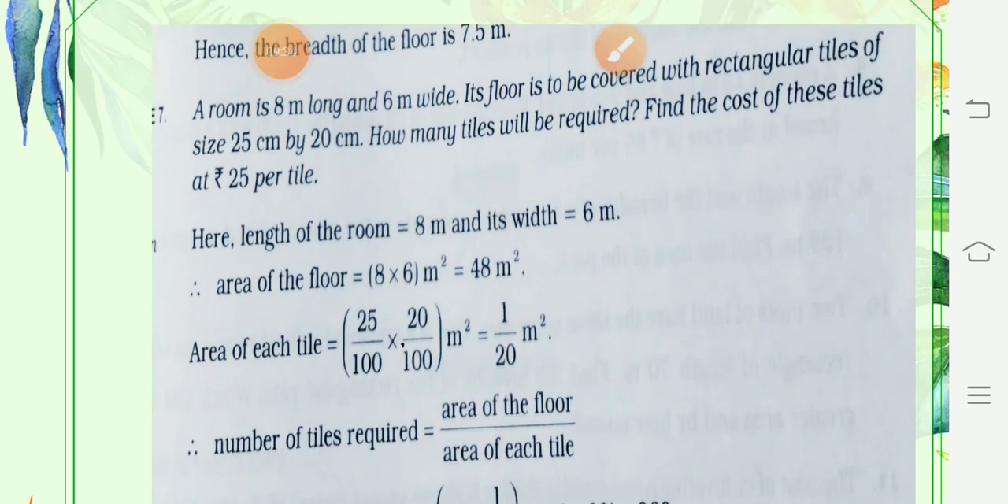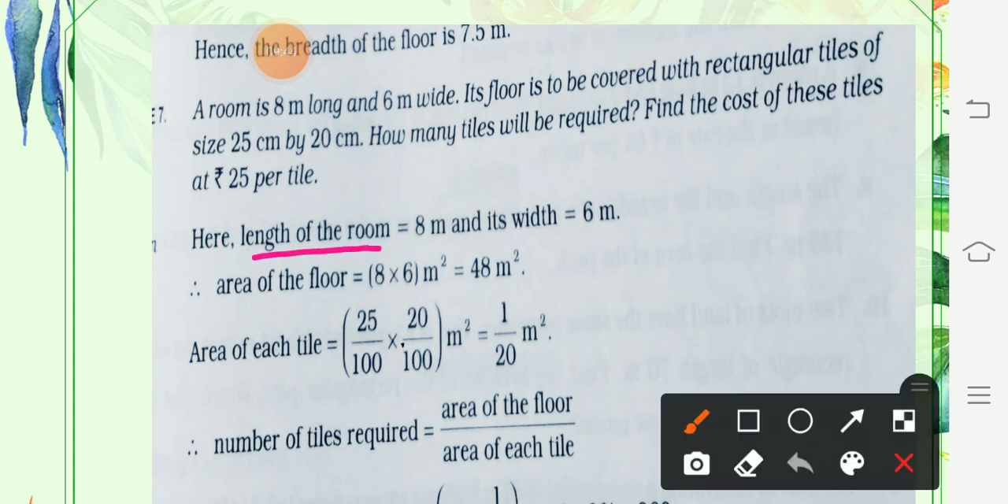Now a room is 8 meter long and 6 meter wide. So length and breadth is given. So we have to mention first length of the room 8 meter and width is 6 meter. Its floor is to be covered with rectangular tiles. स्टूडेंट्स, हमें इस रूम की फ्लोर को कवर्ड करना है विद अ रेक्टेंगुलर टाइल्स. Rectangular tile size is 25 centimeter by 20 centimeter. So 25 centimeter multiplied by 20 centimeter is the length and breadth of our rectangular tiles.